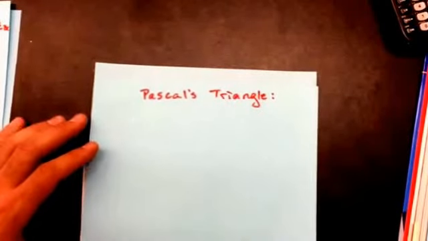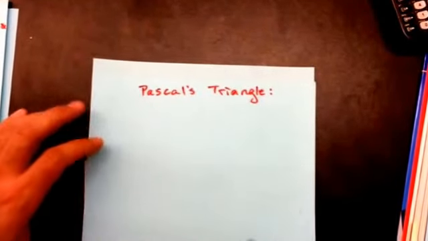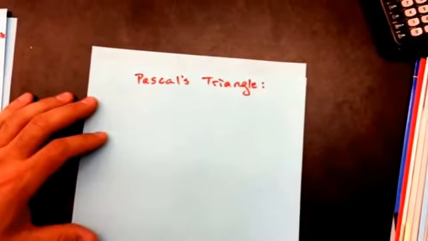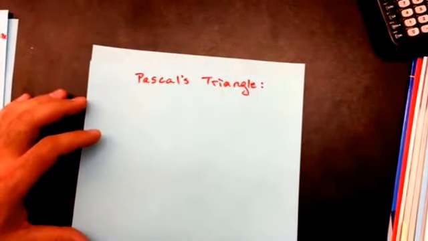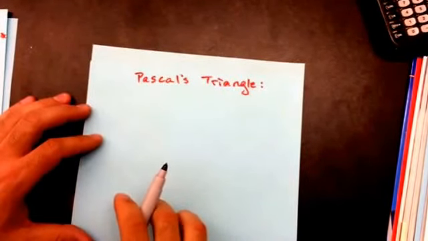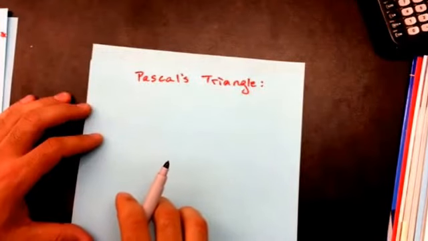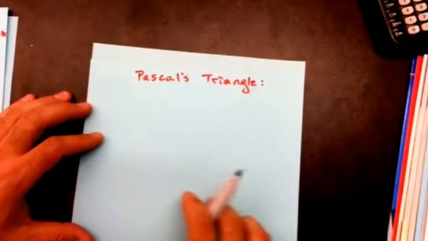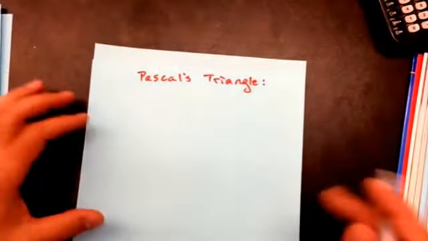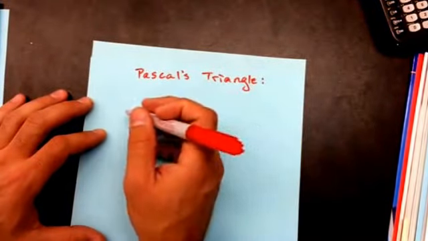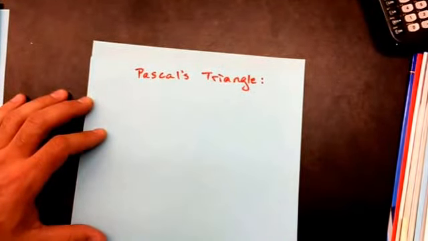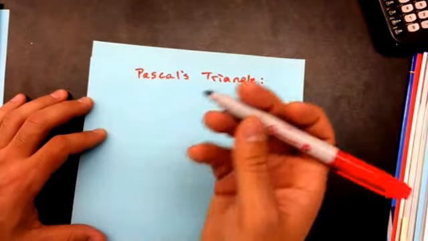Okay, Pascal's triangle is a special triangle that this guy named Pascal came up with of how to know what number, what coefficient is going to be multiplied by your variables before you expand it. So what that means is there's a triangle and it kind of is broken down like this.